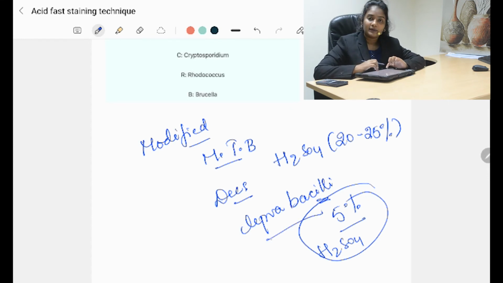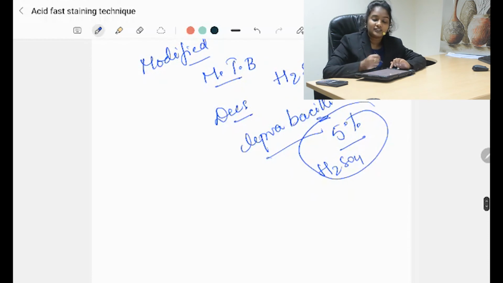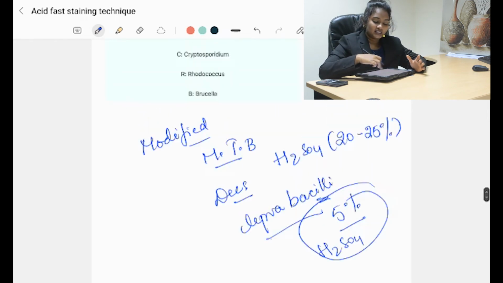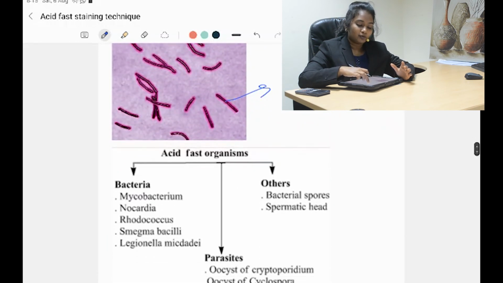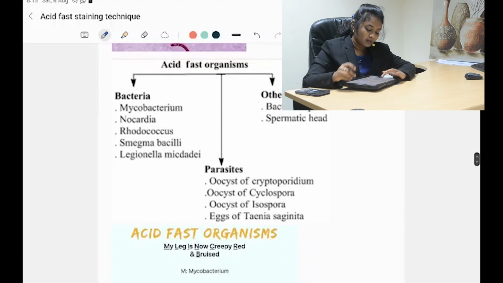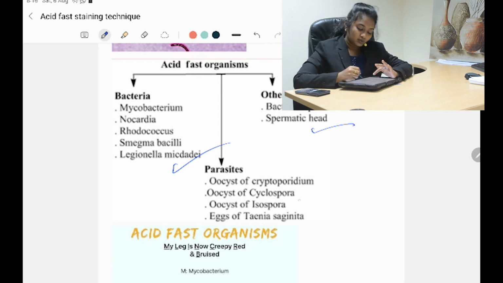Not only for lepra bacilli, but for many kinds of bacteria it is 1, 2 or 3%. It varies depending upon the time duration and the cell wall content. So this is what we have discussed, and next I am going to show some examples of acid fast organisms. Among bacteria: Mycobacterium, Nocardia, Rhodococcus, Sigma bacilli, and also bacterial spores and spermatic head. Among parasites: oocysts of Cyclospora and Isospora. These are some of the organisms that undergo the acid fast staining technique.